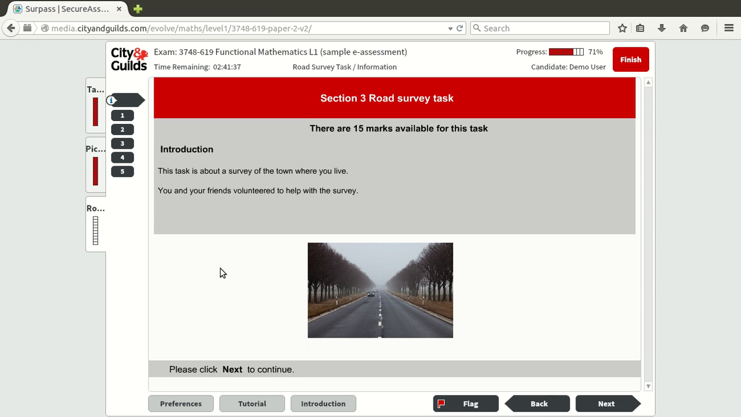Welcome to this final session of the Math Functional Skills Level 1 practice. I'm at the last section, which is about average using the mean, mode or range. So let's get started. This question is about a road survey. So I'm going to press on next to get the ball rolling.